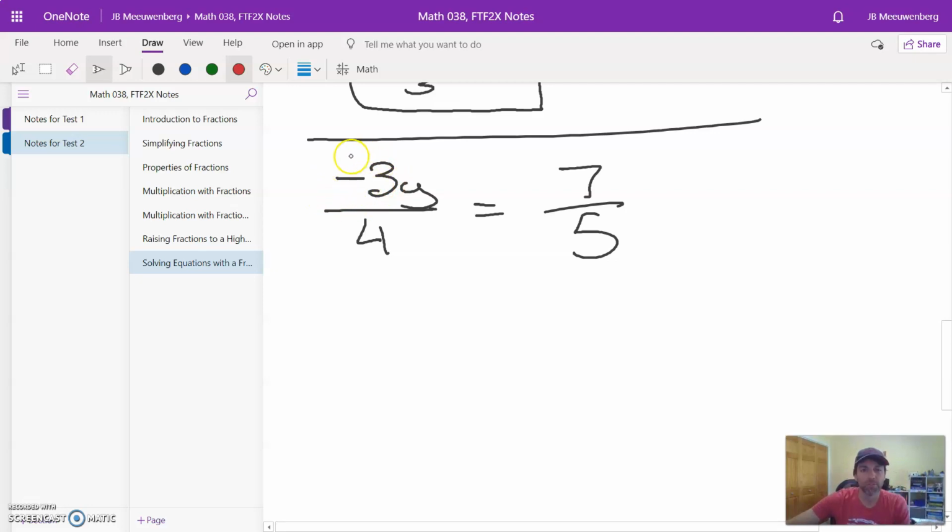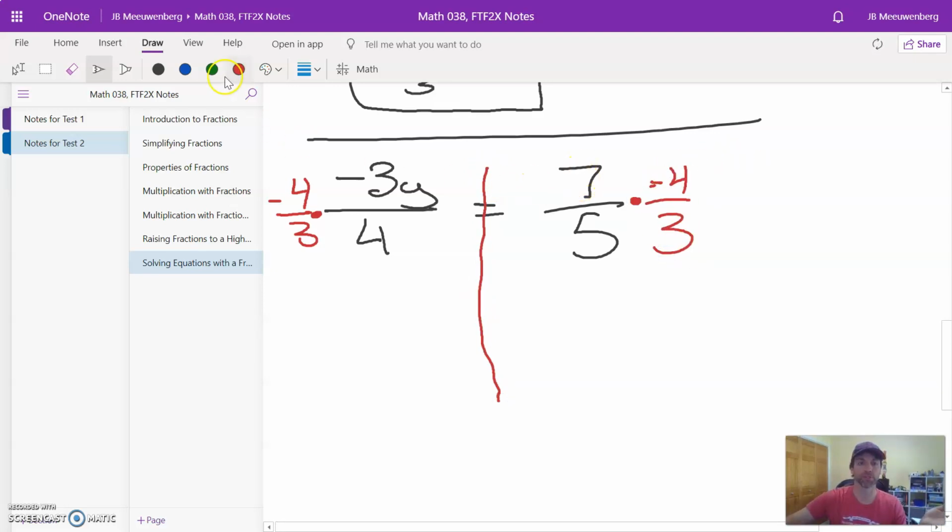So we multiply by its reciprocal. We multiply by negative 4/3. Doesn't matter where the negative is. Remember, the negative can be anywhere in the fraction. As long as we're multiplying a negative by a negative, it's going to cancel out that negative. So we multiply both sides of the equation. Right, here's my equal sign. Both sides by negative 4/3.